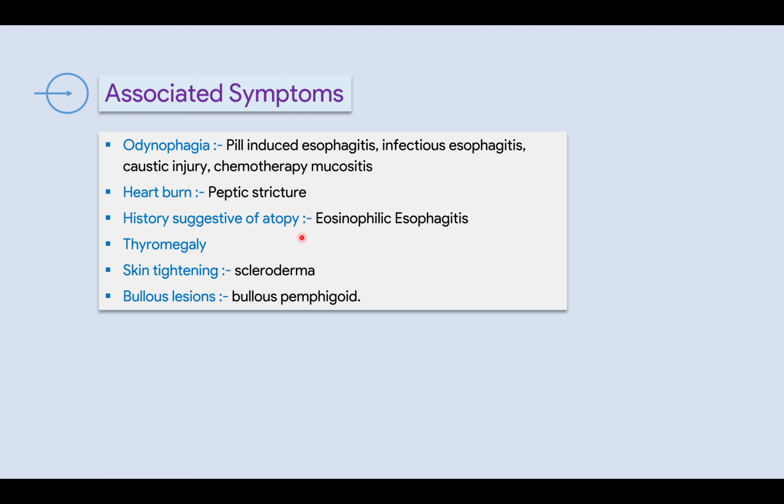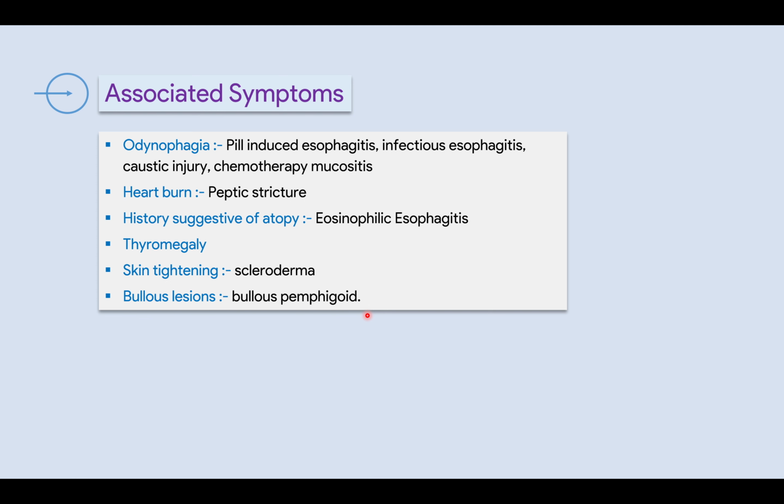History suggestive of atopy. As I mentioned, eosinophilic esophagitis is a disease which is related to the eosinophils, and as you know, eosinophils are the cells which are there in allergy and atopy. The person who has asthma or some atopic allergy might have the disease called eosinophilic esophagitis, and they develop dysphagia. Thyromegaly. As I mentioned, if there is an enlargement of the thyroid or a goiter, there will be compression of the esophagus, and that will lead to dysphagia. Skin tightening, scleroderma. As I explained to you previously, these are the signs of scleroderma. And bullous lesion, so bullous pemphigoid. As the lesions are there on the skin, there will also be lesions in the esophageal mucosa, which will lead to dysphagia.